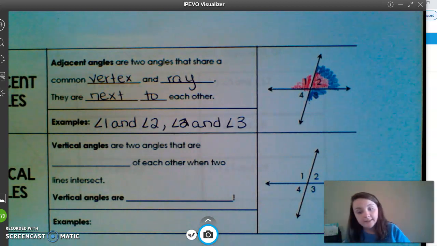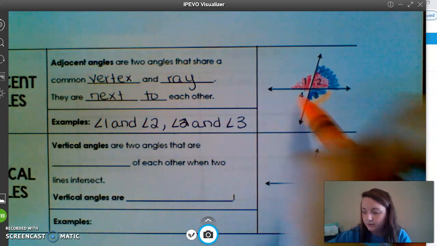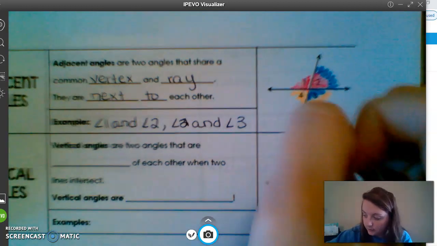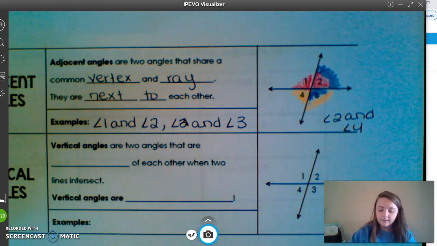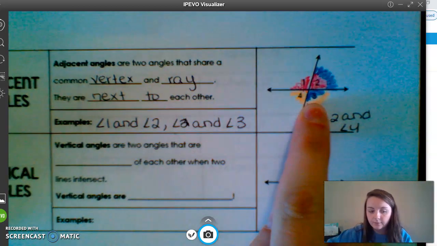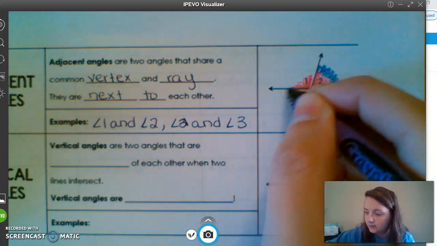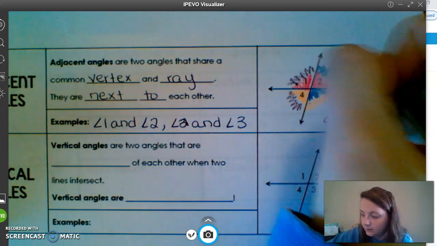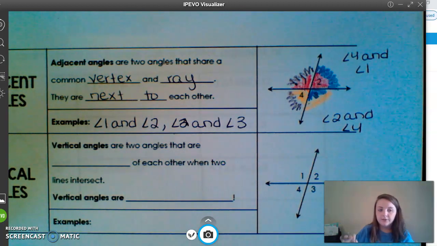Well, if we talk about angle 3, it is beside angle 2 and angle 4. And we could list out, there's more. So angle 2 and angle 4. Well, angle 4 is beside angle 3, but it's also beside angle 1. So angle 4 is adjacent to angle 1 as well. So angle 4 and angle 1. Okay? So adjacent angles, angles right beside each other.